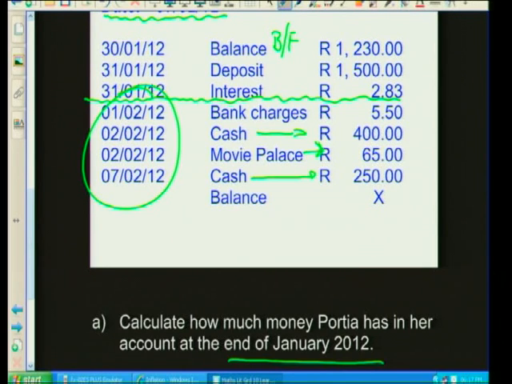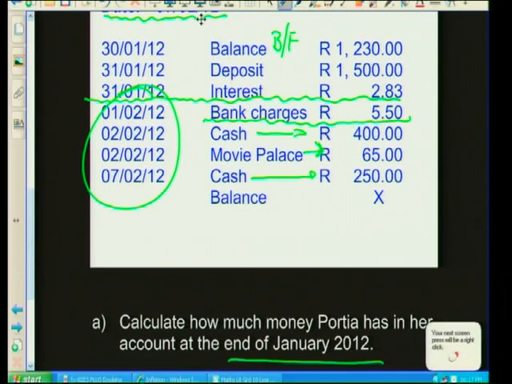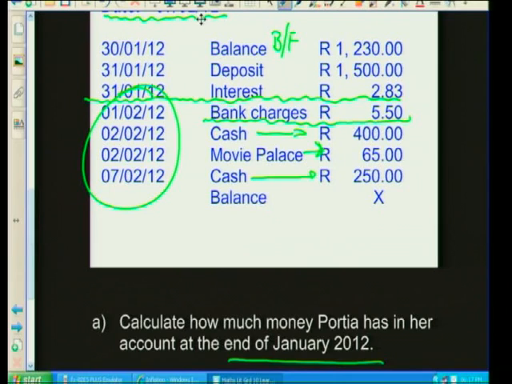Let's have a look at this funny thing over here called bank charges. Now, is that what Portia spent? You know what? She didn't spend that. The bank just took it away. She never spent 5.50 Rand. The bank took it out of her account. So there's a very thin line with this kind of question. How much did Portia spend? Well, she only spent the 400, the 65 Rand, and the 250 Rand. That is what she spent.